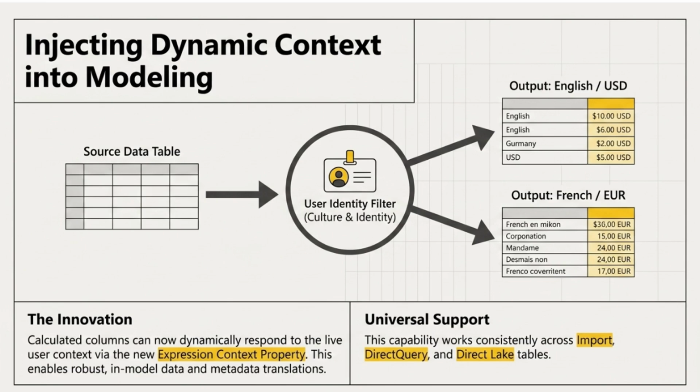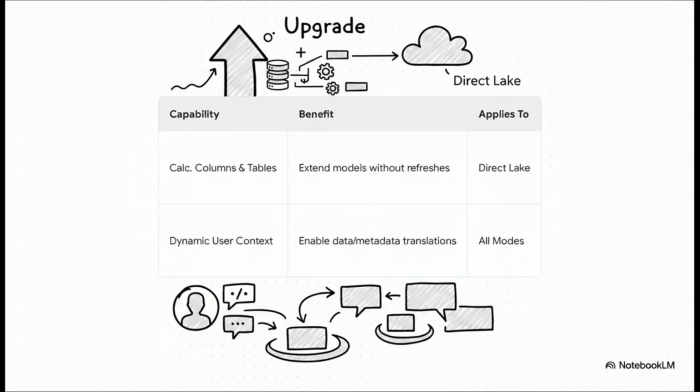So here's the big news. Direct Lake models just got a major upgrade. You can now, finally, create calculated columns and tables that reference Direct Lake sources. This is huge because it means you can extend your model without having to set up and manage data refreshes. And there's more. Calculated columns across all modes, import, direct query, and Direct Lake, can now react dynamically to the user. This opens up incredible new possibilities, like on-the-fly language translations for your data based on who's looking at the report.